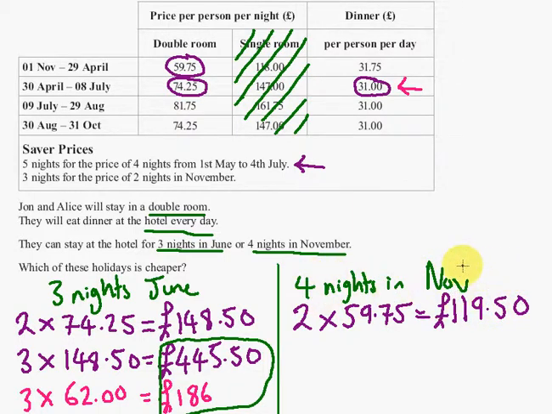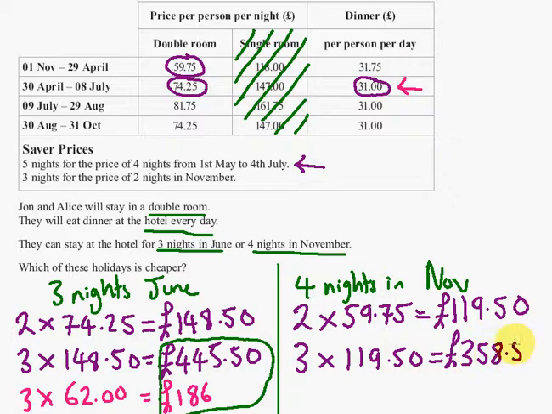Now how many nights do they actually need to pay for? They want to stay for 4, but it says they get a saver's price of 3 nights for the price of 2 nights. So they're going to stay for the first 3 nights and only pay for 2, and they want to stay for a total of 4 nights, so they're only going to pay for 3 nights in total. Okay, so 3 times £119.50, £358.50.